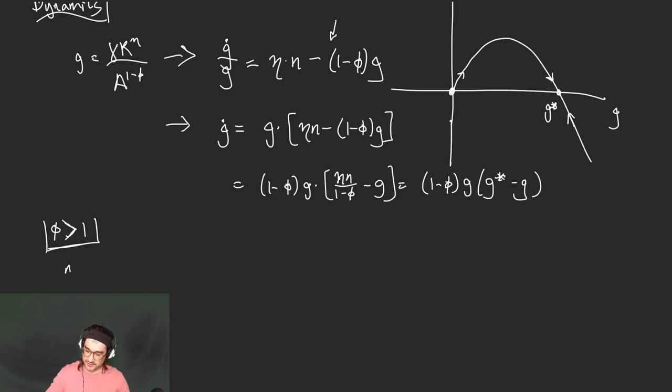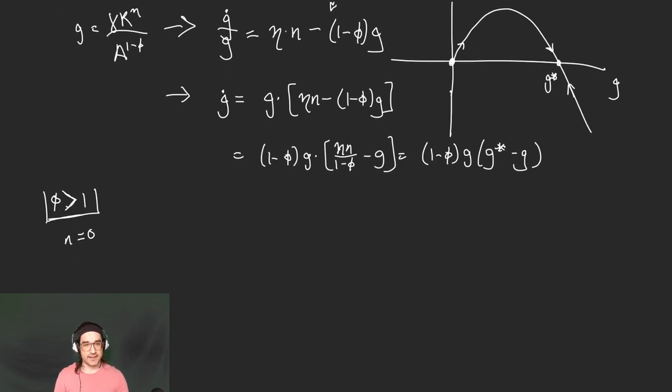You can show that there is a literal singularity if you say that n equals zero. So this is like a lower bound. If you have no population growth and there's a singularity, if you have population growth, there's going to be even more of a singularity. So this is like a baseline.